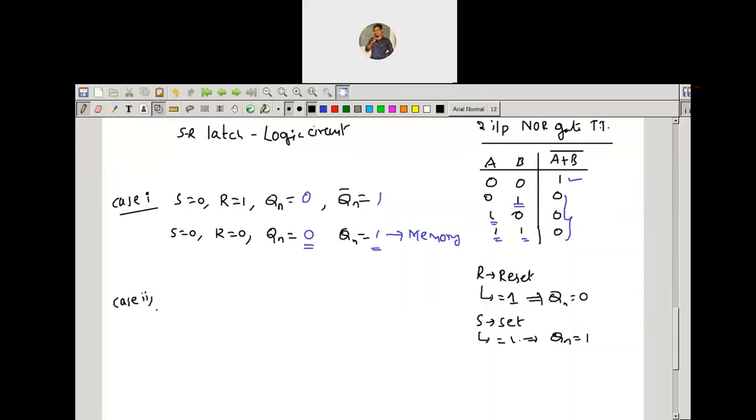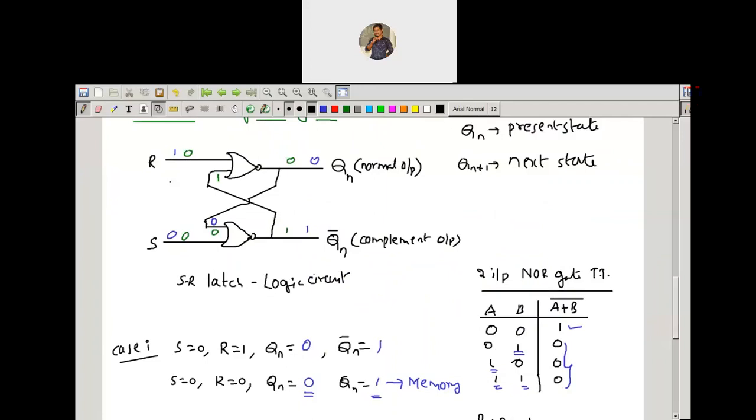In case 2, let me make S equal to 1. That is, now I'm making the set value 1 and reset equal 0. So for this case, what is the Qn and what is the Qn bar? Let me remove the previous data here.